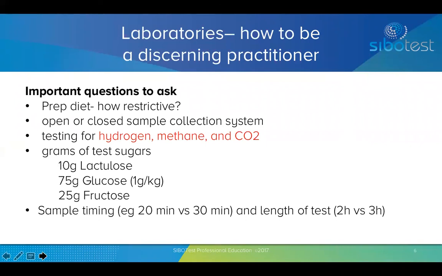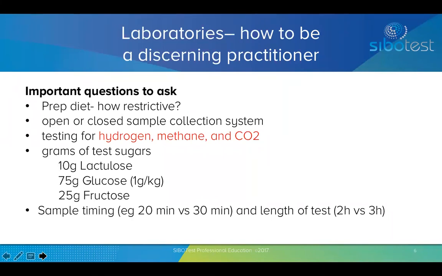Also, you want to ask if your lab tests for hydrogen, methane, and carbon dioxide. That's very important because carbon dioxide is used as a measurement to see if the sample was viable or if it was contaminated with room air. It's a really good measurement, and you will see some test results a little bit later on where a sample was incorrectly collected and is flagged for the practitioner. And then grams of test sugars. This is very important.